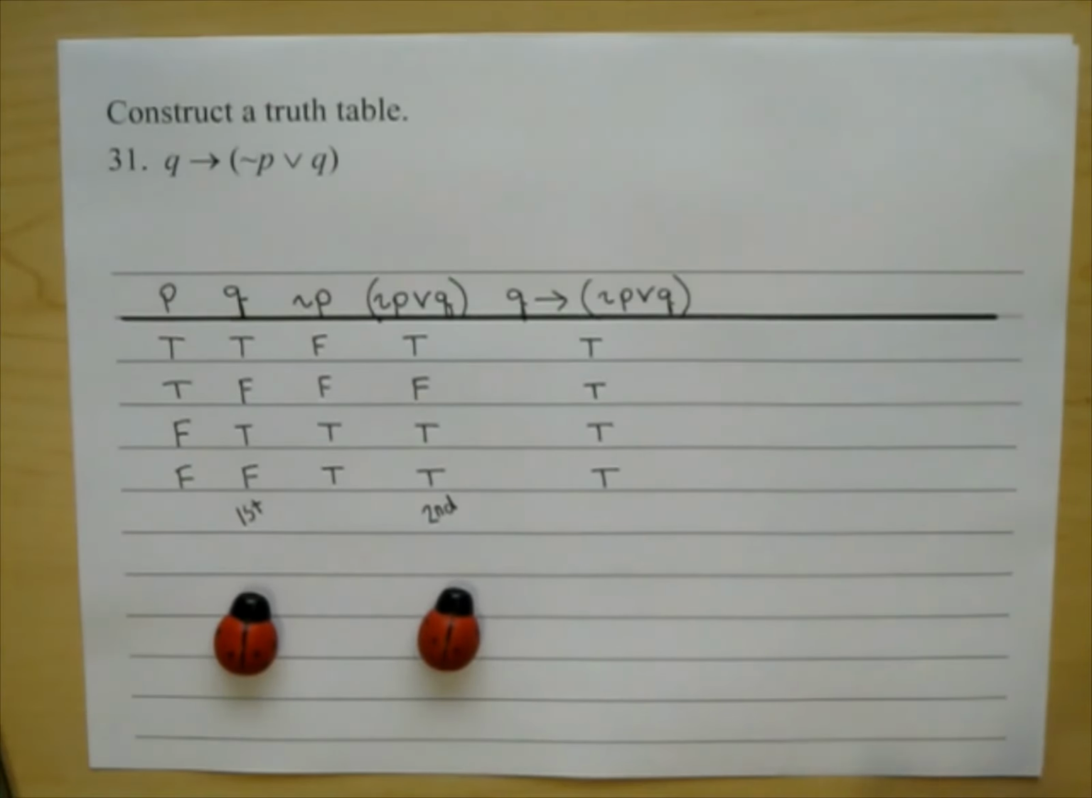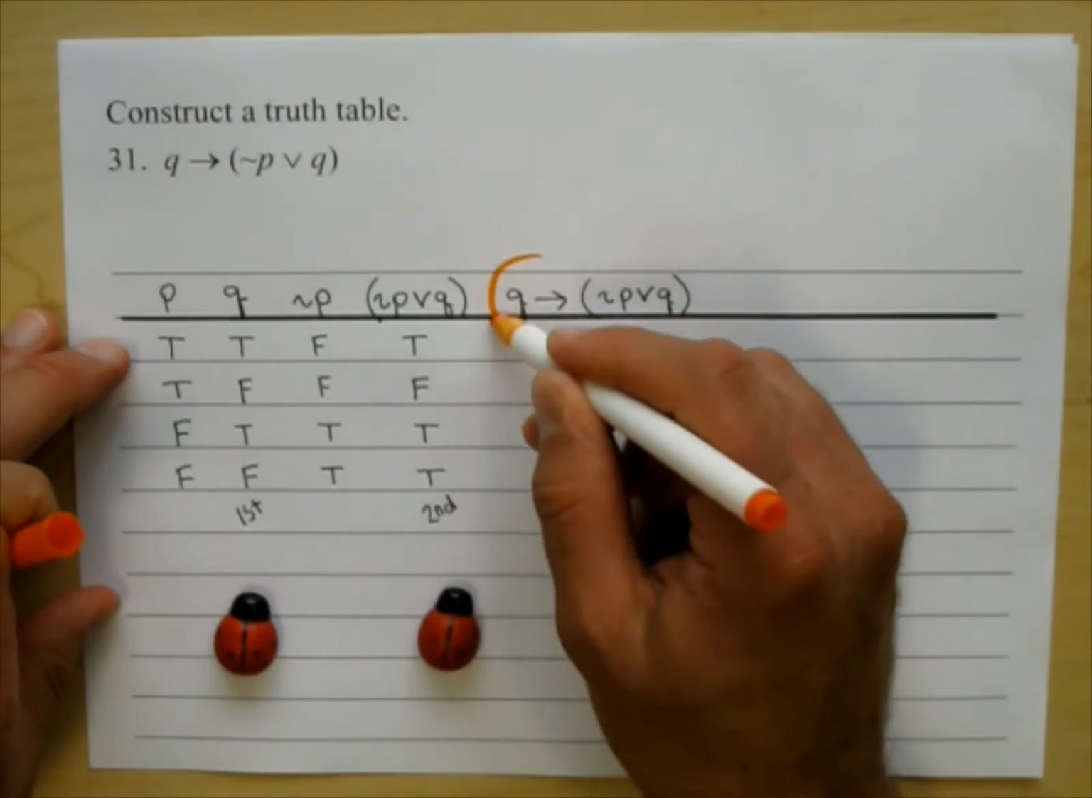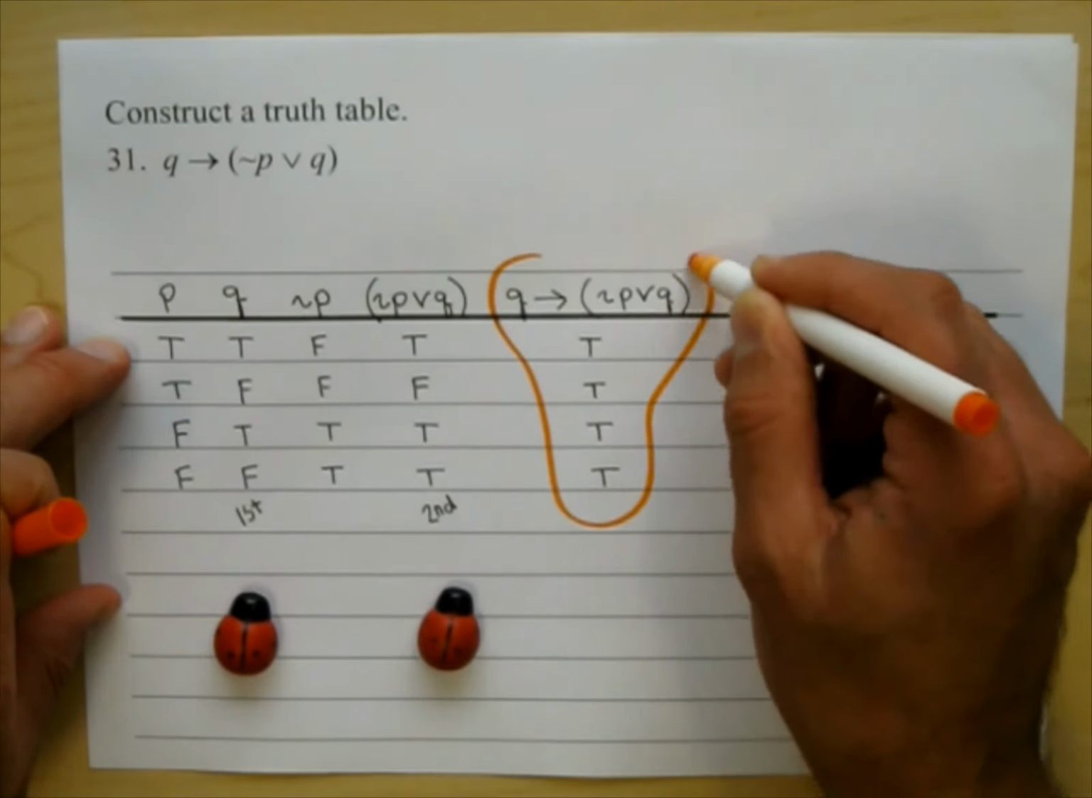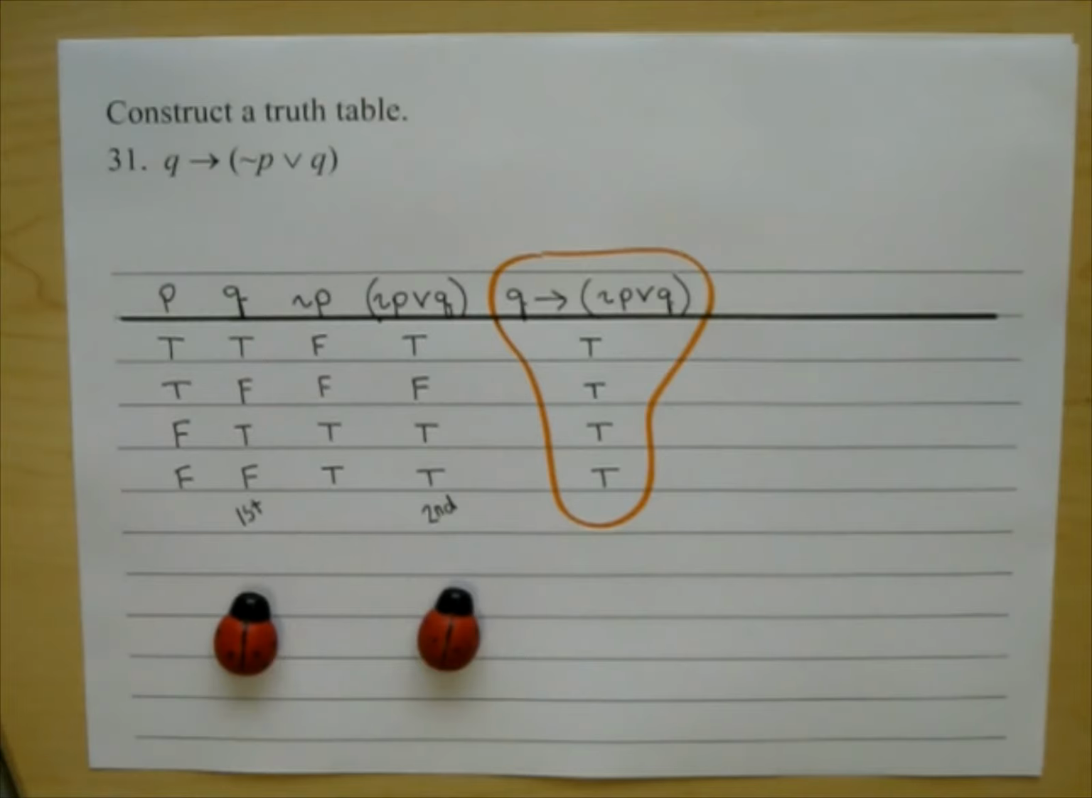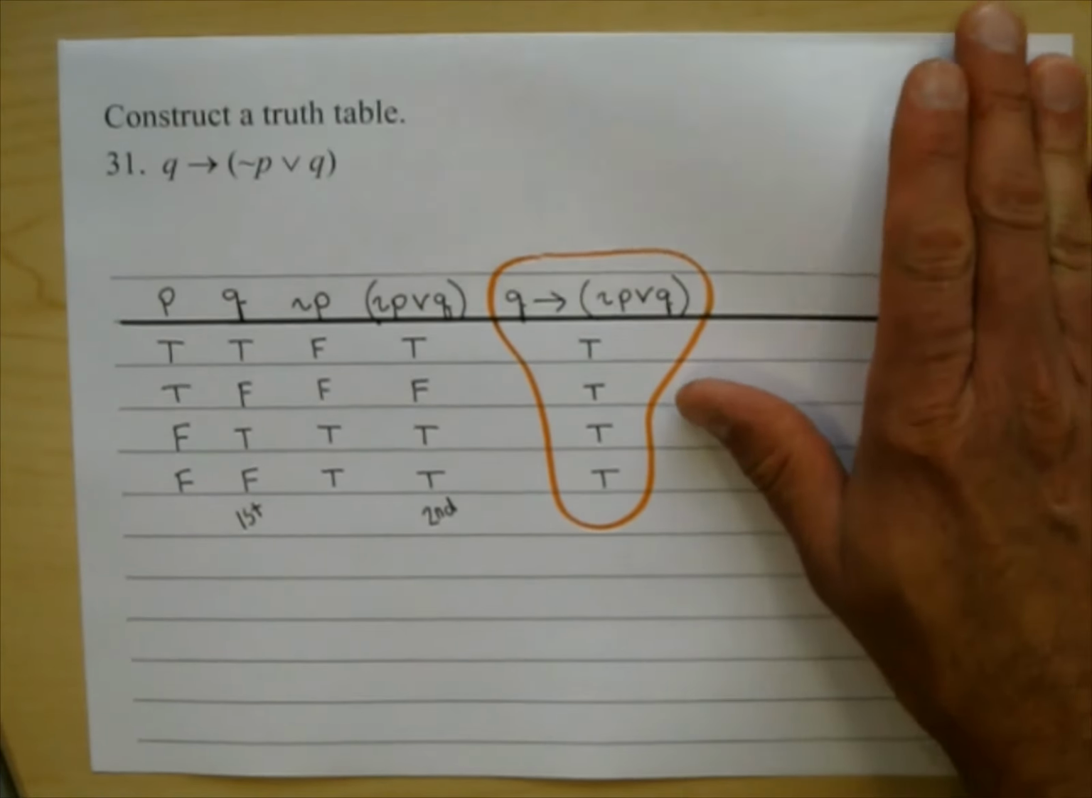So my final column, I don't know what color I was circling that in the lecture, but there's the final column. We've constructed a truth table and we are done with this one. Let's go ahead and do the next one.